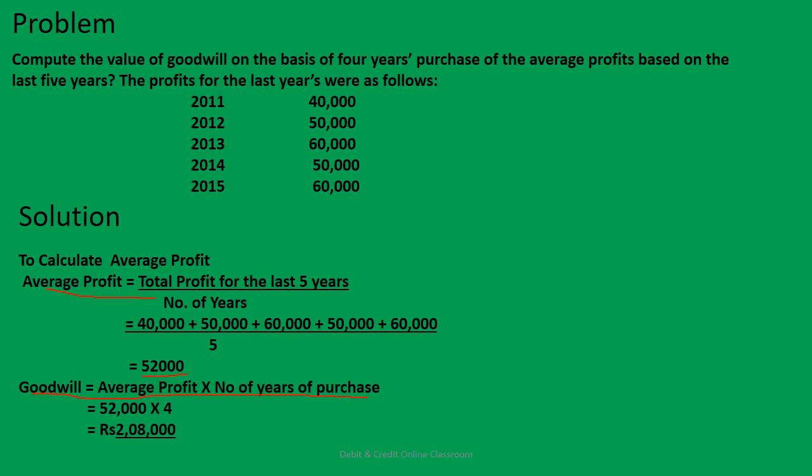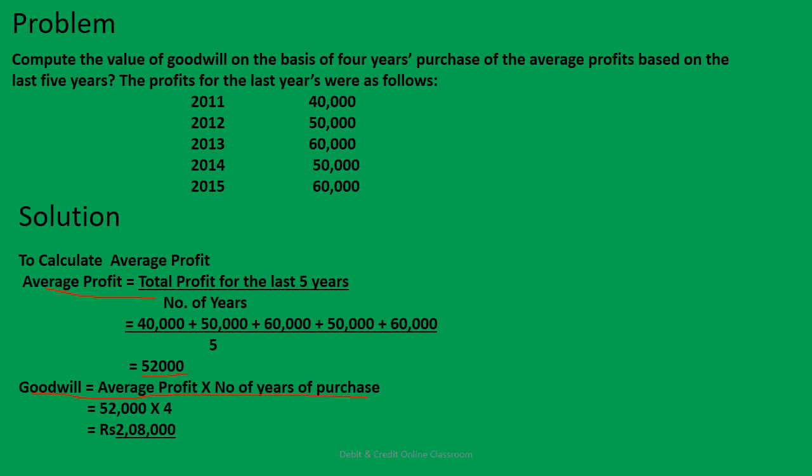Profits for the last years were as follows: 2011, 40,000; 2012, 50,000; 2013, 60,000; 2014, 50,000; and 2015, 60,000. So we have to calculate the goodwill on the basis of 4 years purchase of the average profits. For 5 years profit is given, we have to calculate the average profit for this, and then we have to multiply with the number of years purchase.